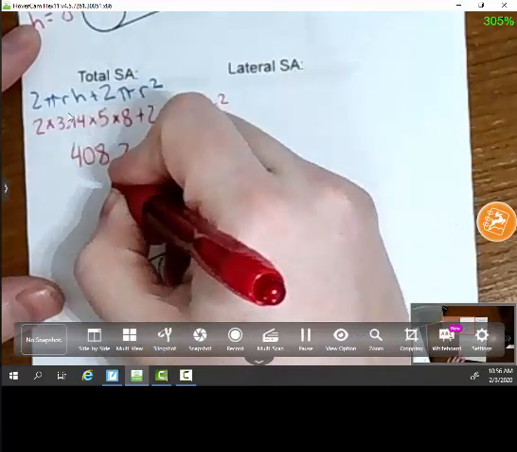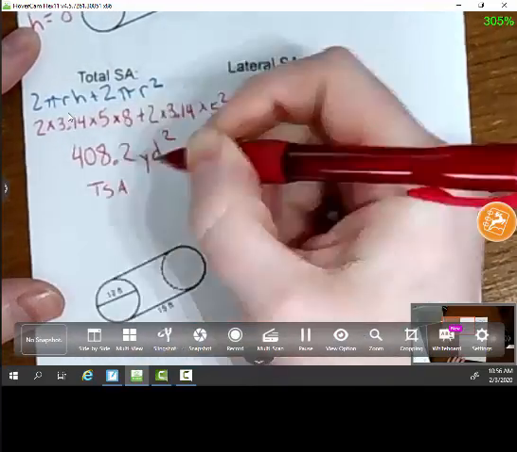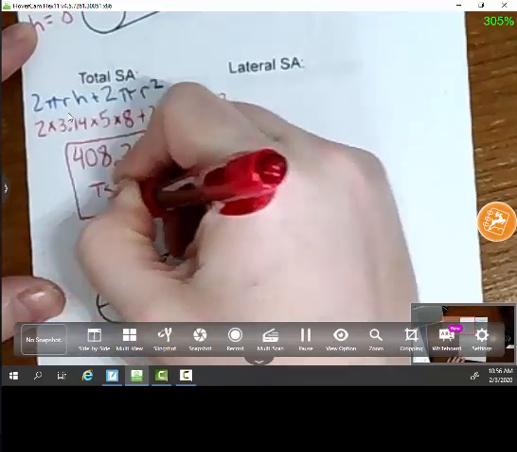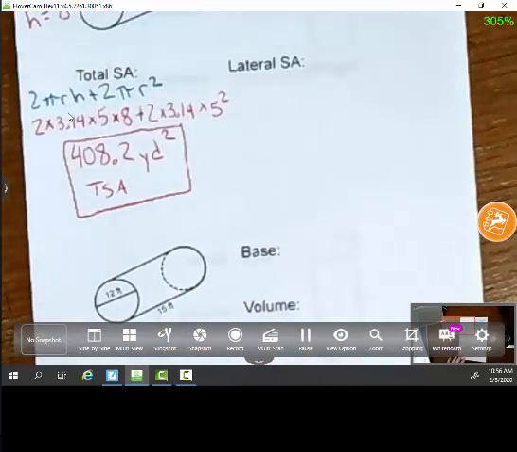Yards squared. Is that even the answer? Guys, this is your answer for total surface area. That is your answer just for total surface area.